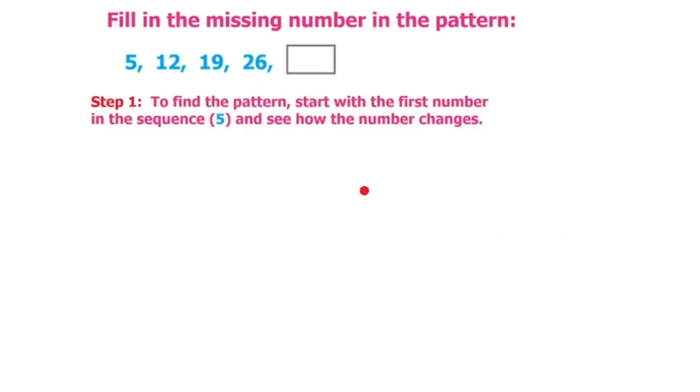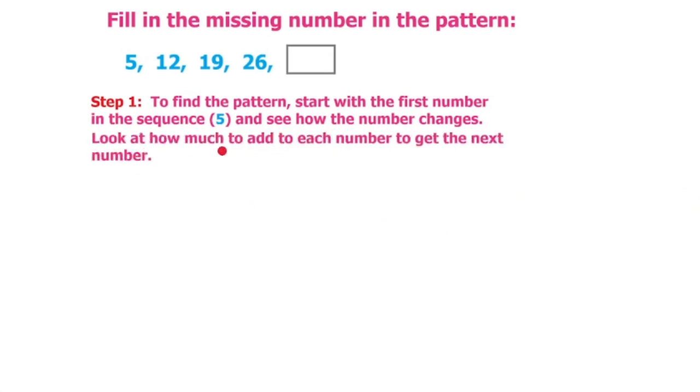So step one, to find the pattern, start with the first number in the sequence, which is 5, and see how the number changes. So when you go from 5 to 12, what do you do? Well, you could just count on your fingers: 5, 6, 7, 8, 9, 10, 11, 12. We add 7. So look at how much to add to each number to get the next number. Like we said, to go from 5 to 12, we add 7.